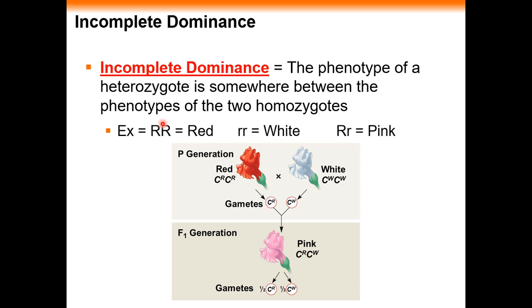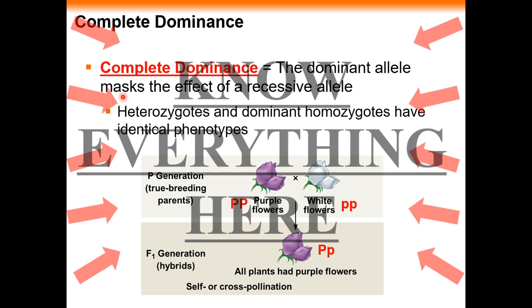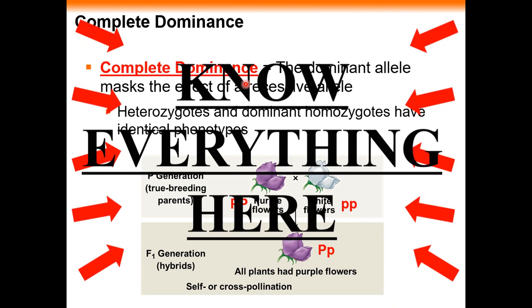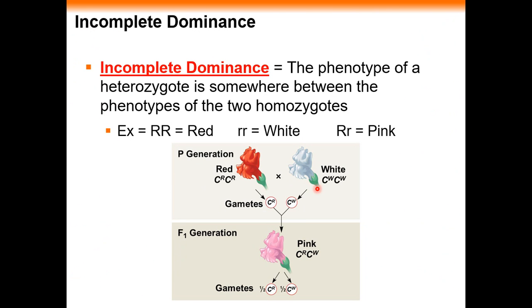So we don't really use lowercase letters here. This probably shouldn't even be used like lowercase like this, but this is just the way we do it. Red and white would make pink in incomplete dominance. In complete dominance, this one right here, red and white would make red. At incomplete dominance, red and white would make pink. So it's just a blend between them.